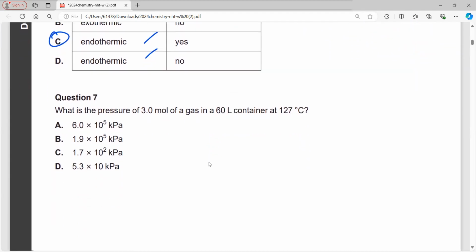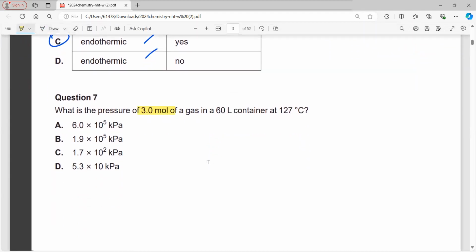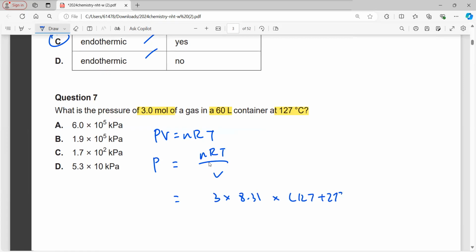Okay. What is the pressure of 3 moles of gas in a 60-liter container at 127? It's pretty easy. We're going to be using PV equals nRT, the universal gas equation. So P equals nRT over V. It's just going to be 3 times 8.31 times 127 plus 273. The only hard part is making sure that we convert degrees Celsius into Kelvin. Remember, Kelvin is just degrees Celsius plus 273. Okay, and then we just grab our calculator.